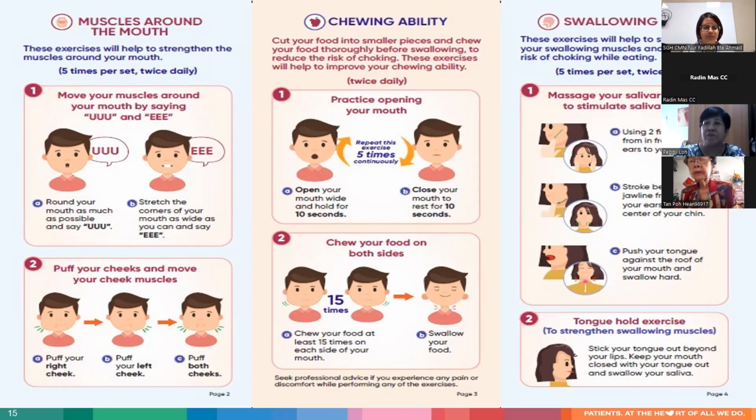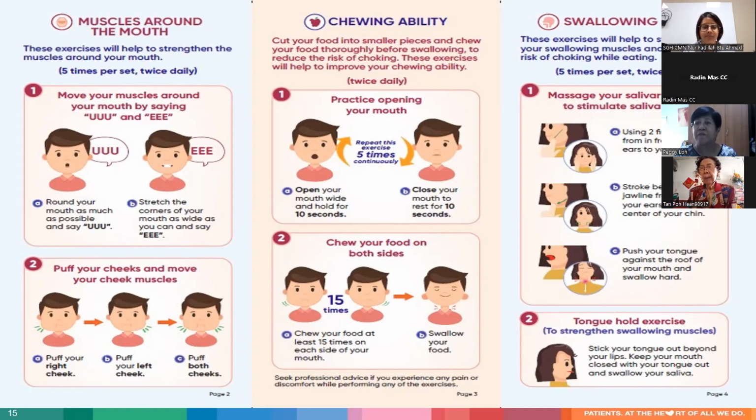Okay, so the next one is the chewing ability. Cut your food into smaller pieces and chew your food thoroughly before swallowing. This is very important because this can reduce the risk of choking. These exercises will help to improve your chewing ability. This is also twice daily. First is to practice opening your mouth. Open your mouth wide and hold for 10 seconds, like ah. And then you close your mouth to rest for 10 seconds.